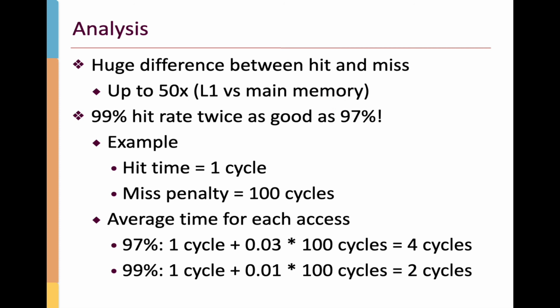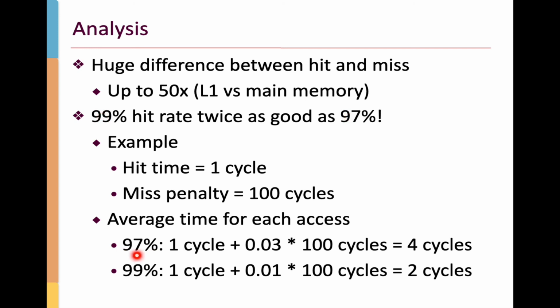The asymmetry between the hit time and the miss penalty gives rise to some interesting statistics that you wouldn't expect. It turns out that a 99% hit rate is actually twice as good in terms of performance as a 97% hit rate. For example, if we have a hit time of 1 cycle, which is better than what we get in the i7, but let's just assume that for argument, and a miss penalty of 100 cycles, then let's think about the average time to access memory based on these two hit rates.